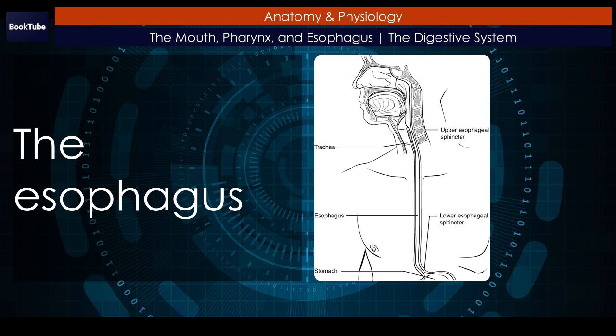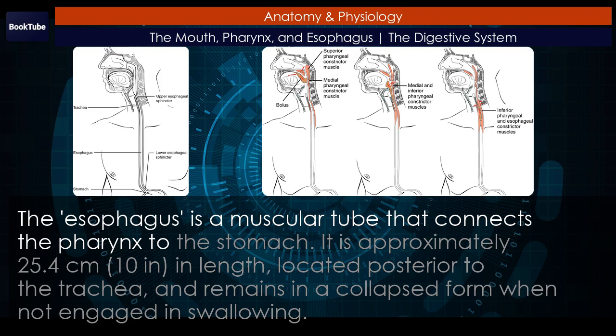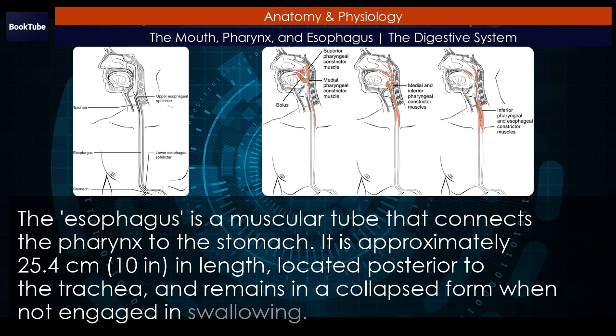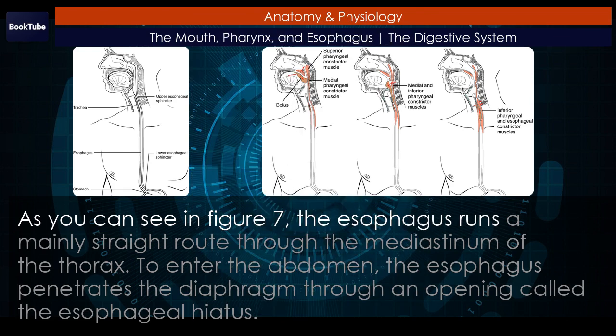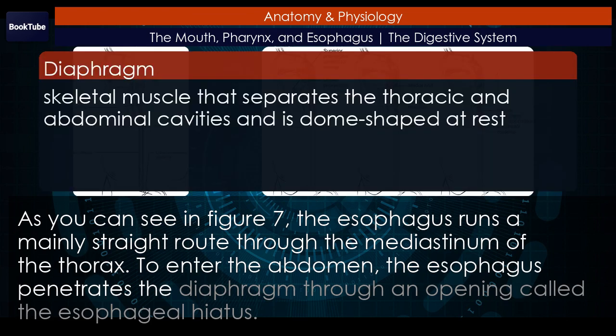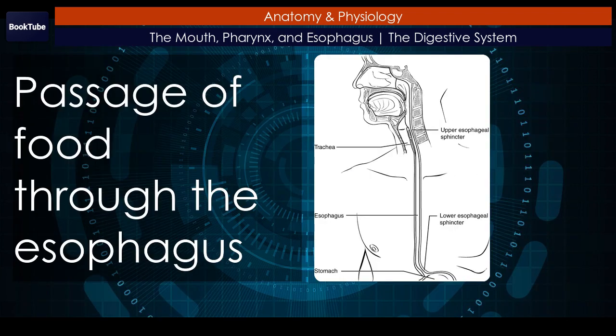The esophagus. The esophagus is a muscular tube that connects the pharynx to the stomach. It is approximately 25.4 centimeters, or 10 inches, in length, located posterior to the trachea, and remains in a collapsed form when not engaged in swallowing. As you can see in Figure 7, the esophagus runs a mainly straight route through the mediastinum of the thorax. To enter the abdomen, the esophagus penetrates the diaphragm through an opening called the esophageal hiatus.